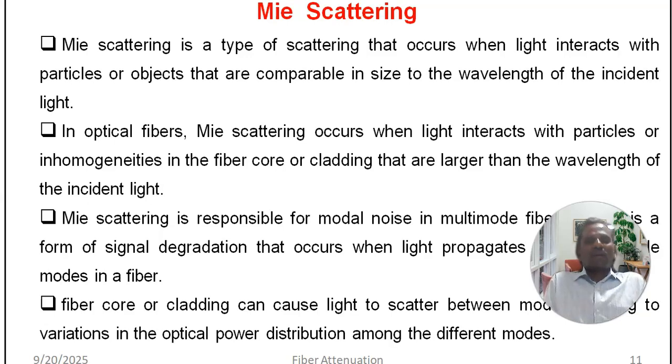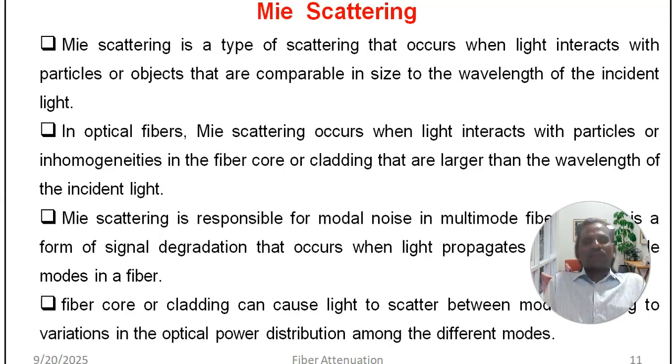Then we will see another type of linear scattering, which is Mie scattering, a type of scattering that occurs when light interacts with particles or objects that are comparable in size to the wavelength of the incident light. So this is a little bit more than Rayleigh scattering. In optical fibers, Mie scattering occurs when light interacts with particles or inhomogeneities in the fiber core or cladding that are larger than the wavelength of the incident light.